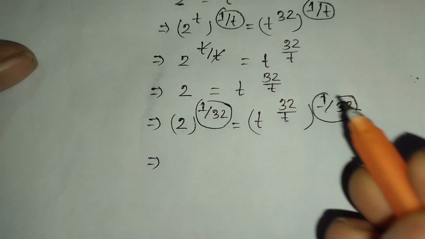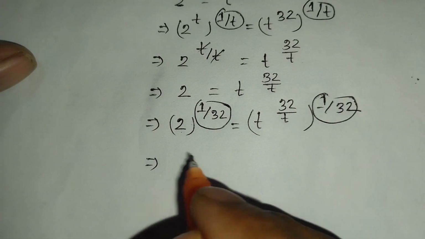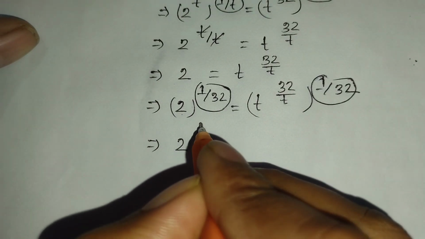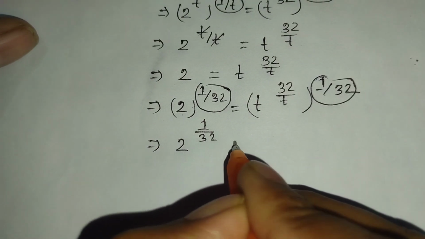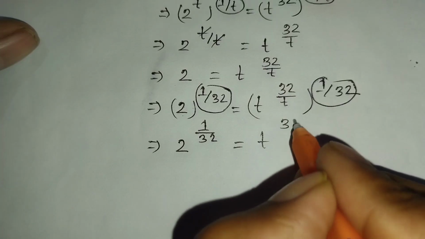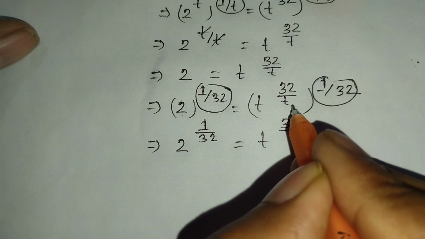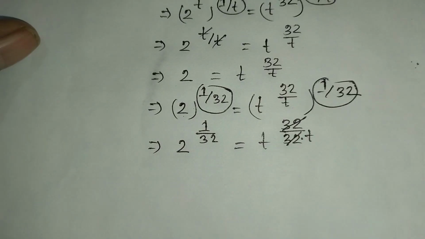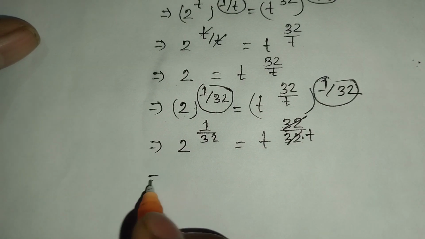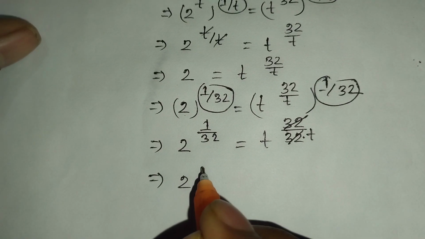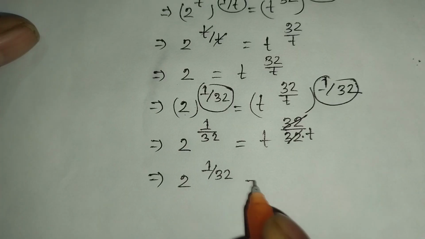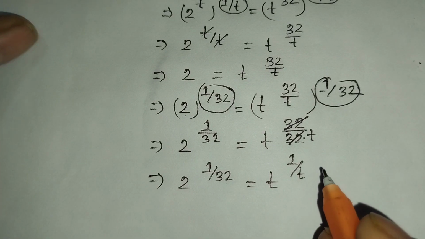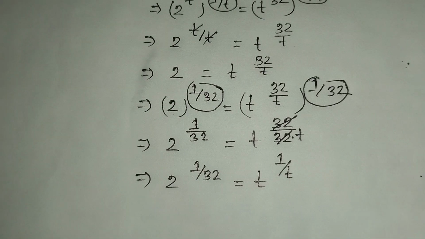Here and here we take the power. Now here we get 1 divided by 32, and here t to the power 32 divided by this 32 below. That means 32 into t, this 32 cancels. Now 1 divided by 32 t, so t to the power 1 divided by t.